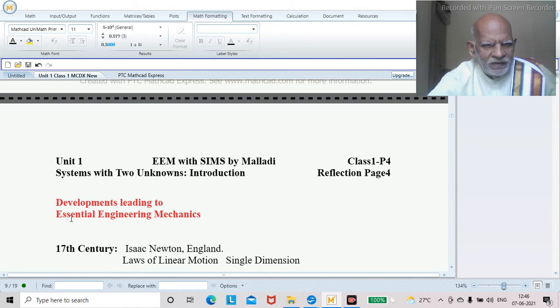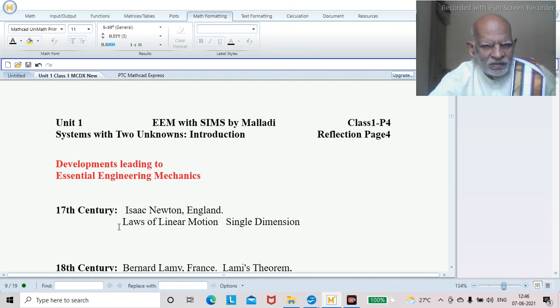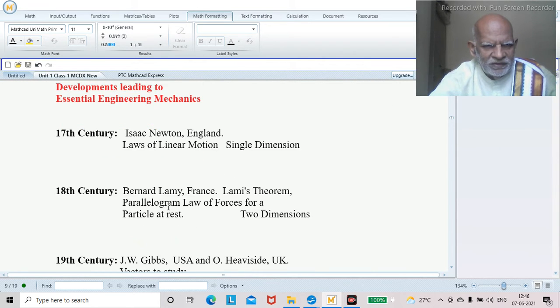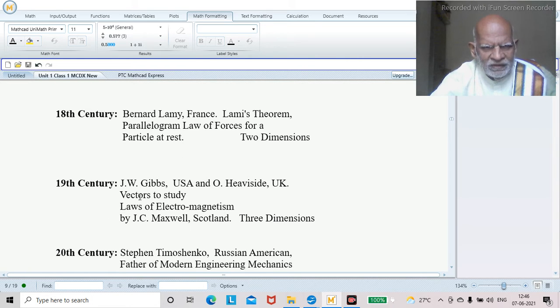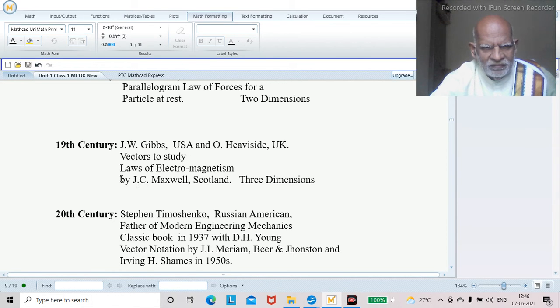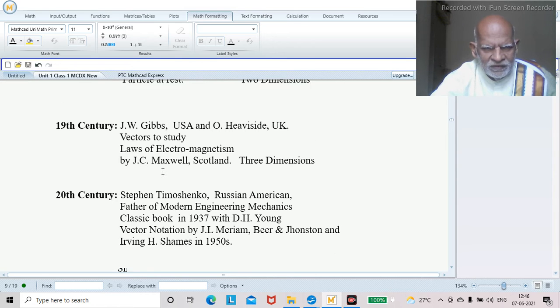The developments leading to essential engineering mechanics: in the 17th century, Newton talked about laws of linear motion, in a single dimension. In the 18th century, after 100 years, Bernard Lamy, known for Lamy's theorem, talked about the parallelogram law of forces for a particle at rest in two dimensions. After one more century, Gibbs and Heaviside invented the i, j, k unit vectors, and there was Maxwell of Scotland. Most of these people are from the UK.